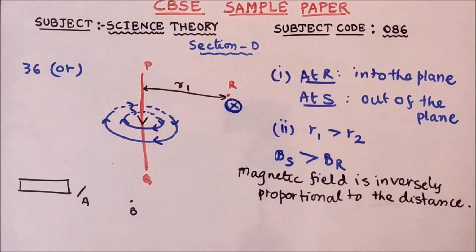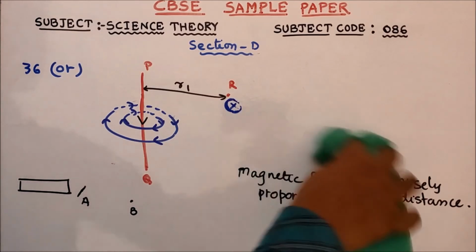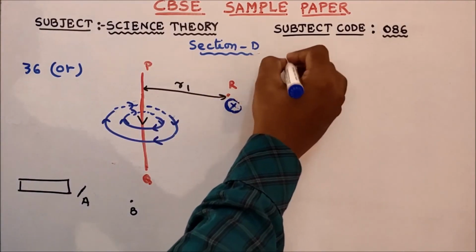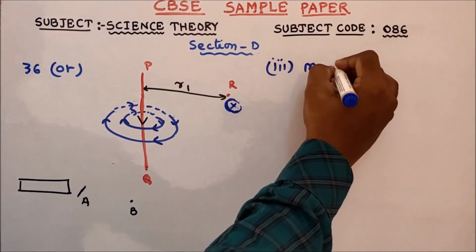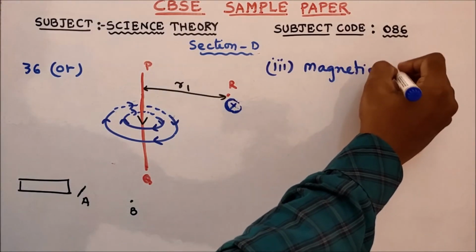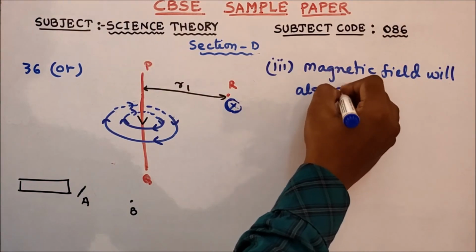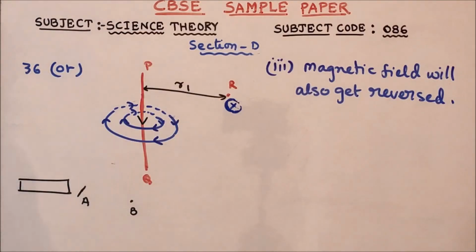So what is the answer for the third one? If the polarity of the battery is reversed, then the current also gets reversed. So the magnetic field will also get reversed. So this is the answer. I hope you have understood. And let's see the final question.